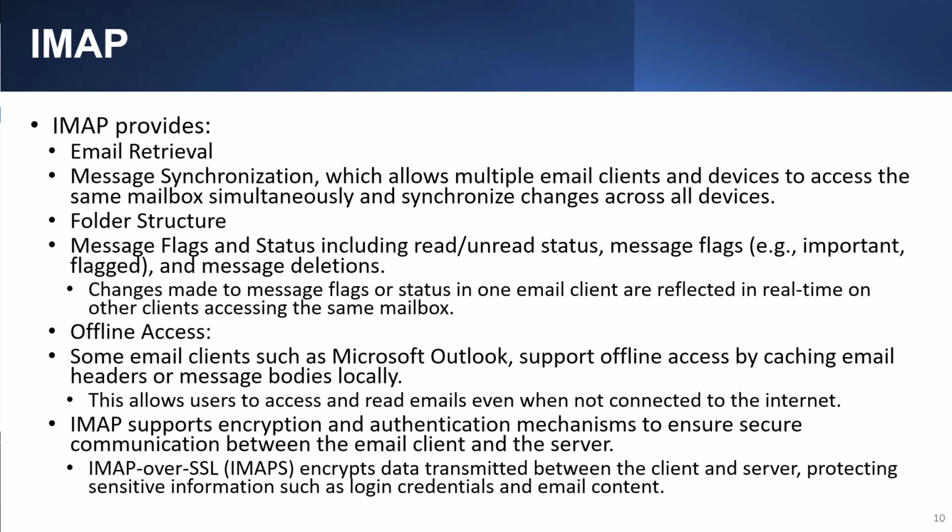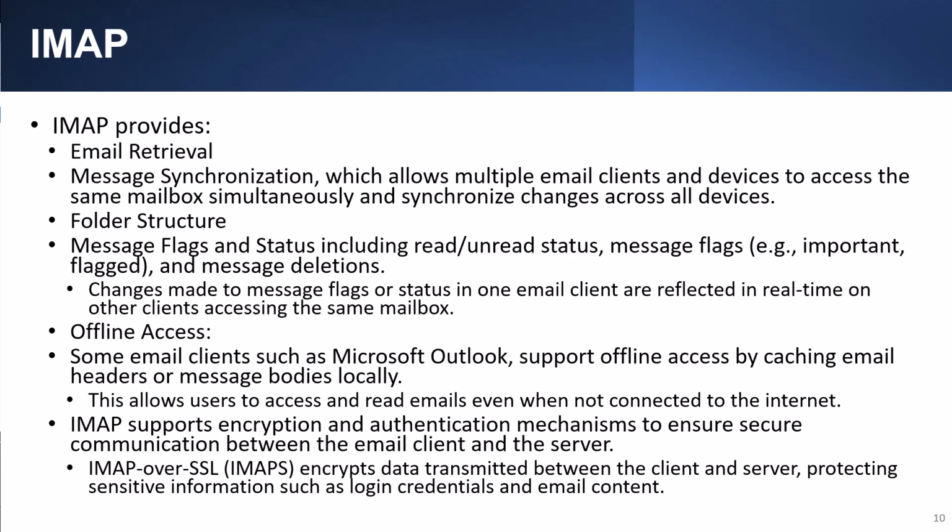IMAP provides email retrieval and message synchronization, which allows multiple email clients and devices to access the same mailbox simultaneously and synchronize changes across all devices. Folder structure. Message flags and status, including read and unread status, message flags such as important or flagged, and message deletions. Changes made to message flags or status in one email client are reflected in real time on other clients accessing the same mailbox. You also have offline access.